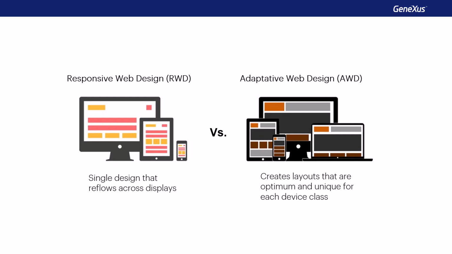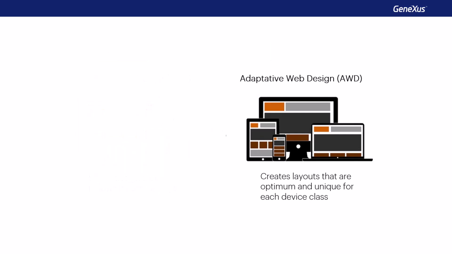Genexus allows us to implement applications with both design approaches, using web panels when we want to make a responsive web design, and using panels for an adaptive design. Now we'll focus on adaptive design, creating multiple layouts for the same panel object.